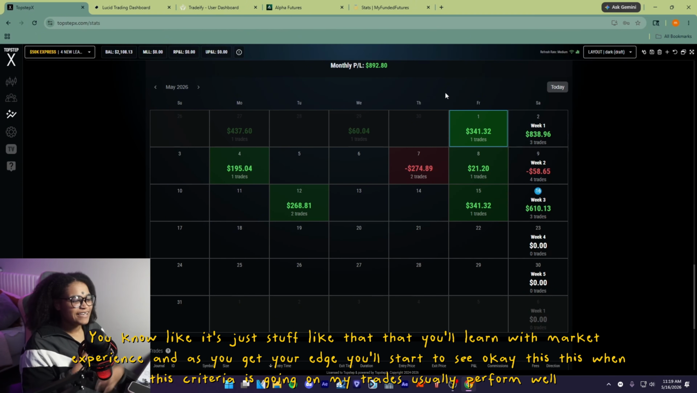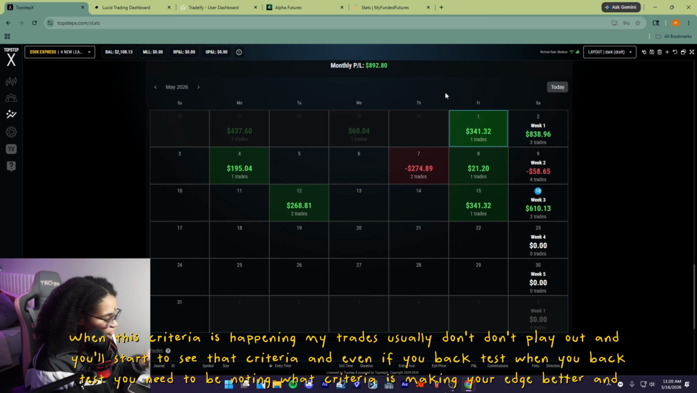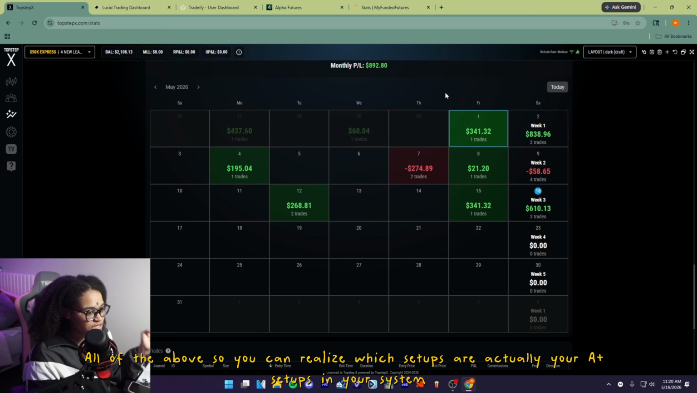It's just stuff like that you'll learn with market experience. And as you get your edge, you'll start to see, okay, when this criteria is going on, my trades usually perform well. When this criteria is happening, my trades usually don't play out. And even when you backtest, you need to be noting what criteria is making your edge better, mentally noting it, writing it down, all of the above, so you can realize which setups are actually your A+ setups in your system.